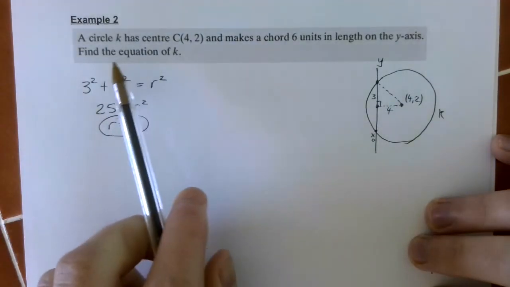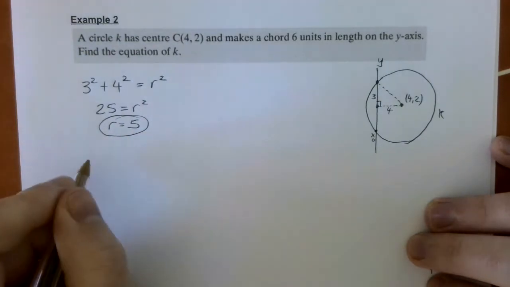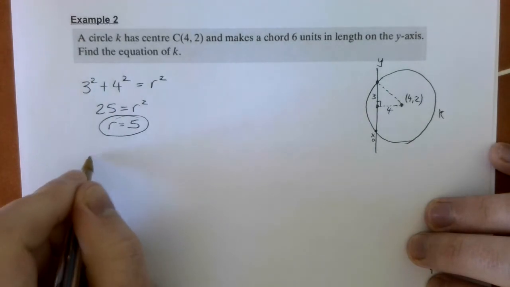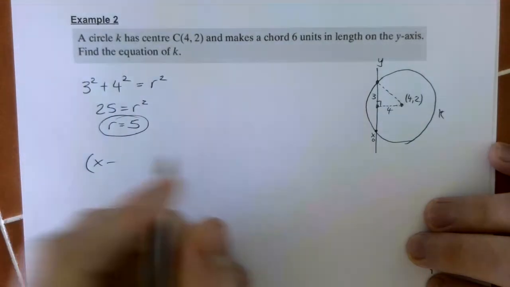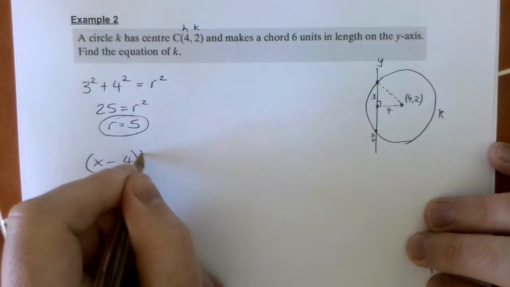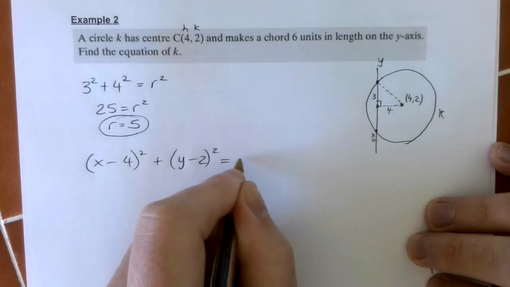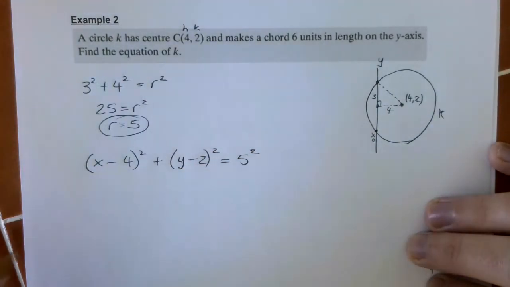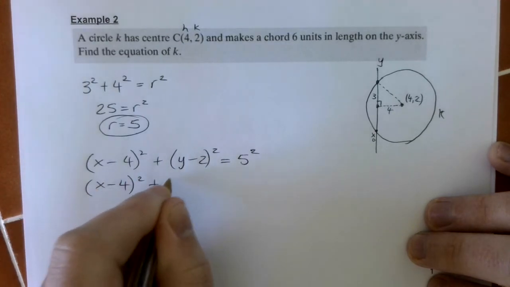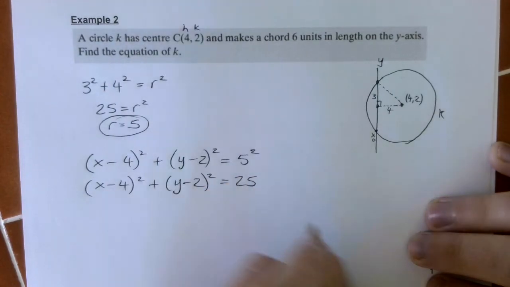And then it says we have to find the equation of the circle. We have the radius of the circle, so from there we're able to find the equation. It's going to be x minus h squared plus y minus k squared equals r squared, where we've got the point (h, k). Simplify it down: x minus 4 squared plus y minus 2 squared is equal to 25.